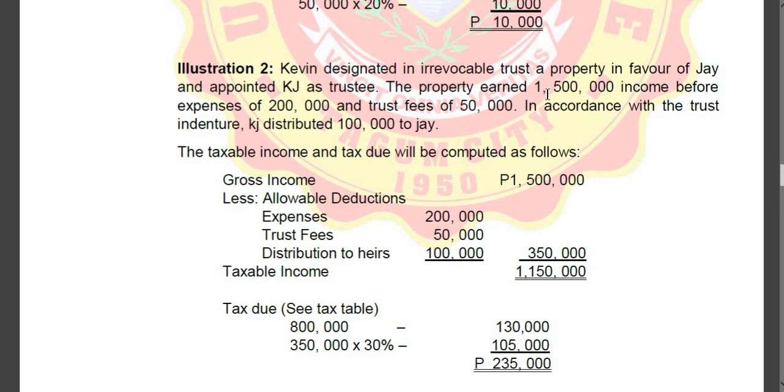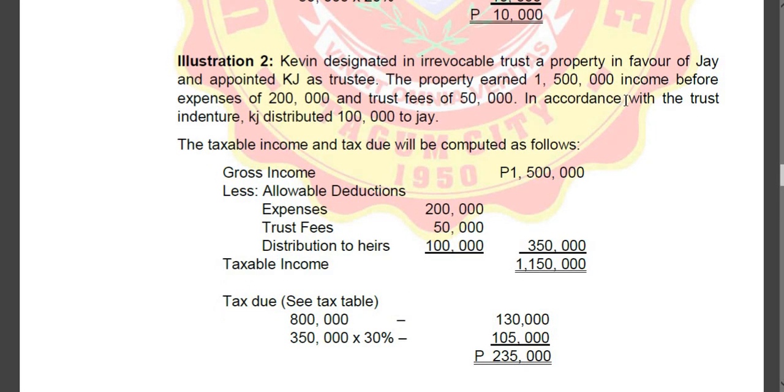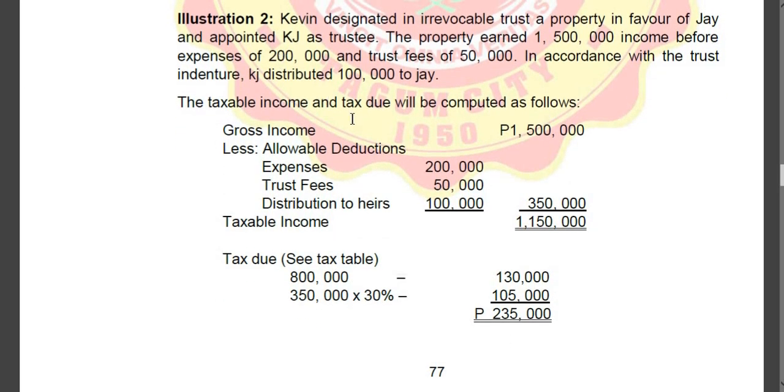So the property earned 1,500,000 income before expenses of 200,000 and trust fees of 50,000. In accordance with the trust indenture, KJ distributed 100,000 to J. So in this case, si KJ as the trustee or as the fiduciary distributed 100,000 to J based on the directives or the trust indenture by Kevin. So the taxable income and tax due will be computed as follows.